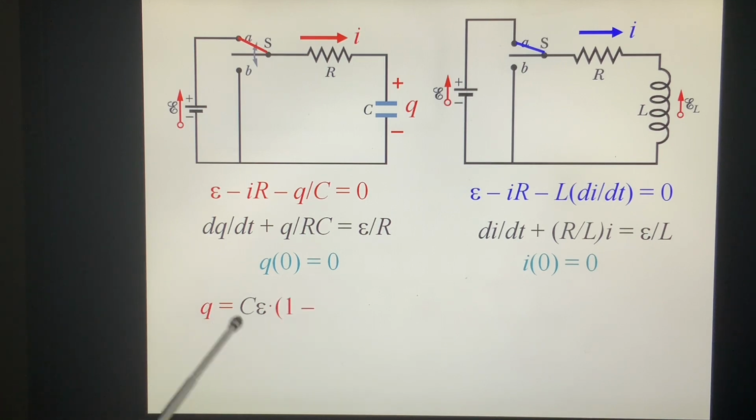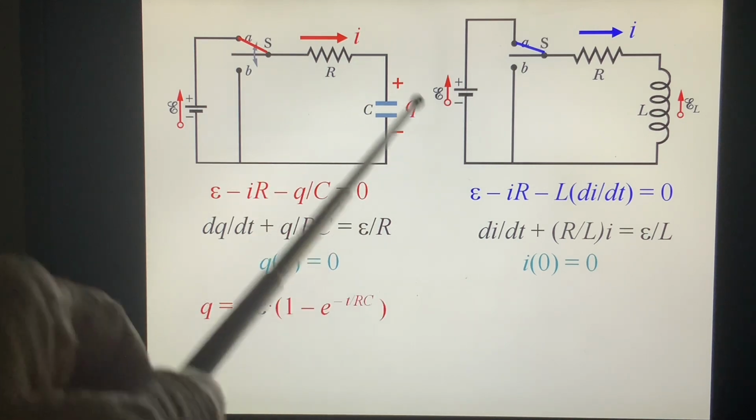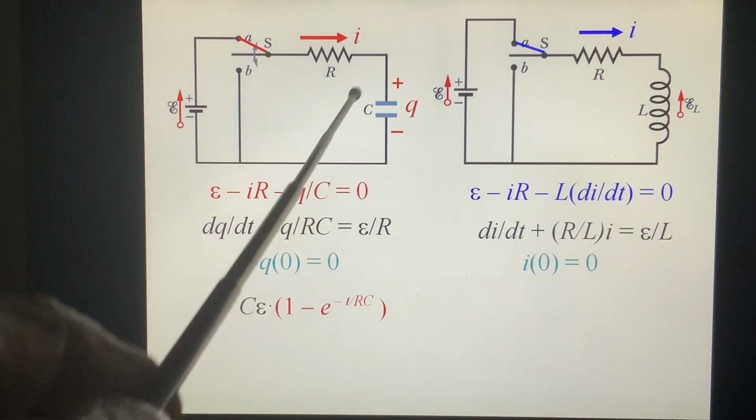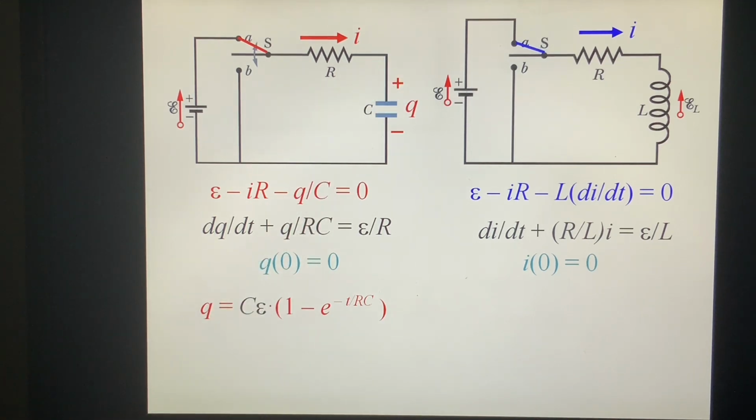We know this before. The Q, the charge accumulated on this plate, equals C epsilon times (1 minus e to the minus t over RC). What does this mean? At t equal to 0, e to the 0 is 1. 1 minus 1 is 0. So when time t equal to 0, there's no charge. We know that. And when t approaches infinity, e to the minus t is 0, and Q equals C epsilon. C is capacitance, epsilon is the voltage difference, as we know.